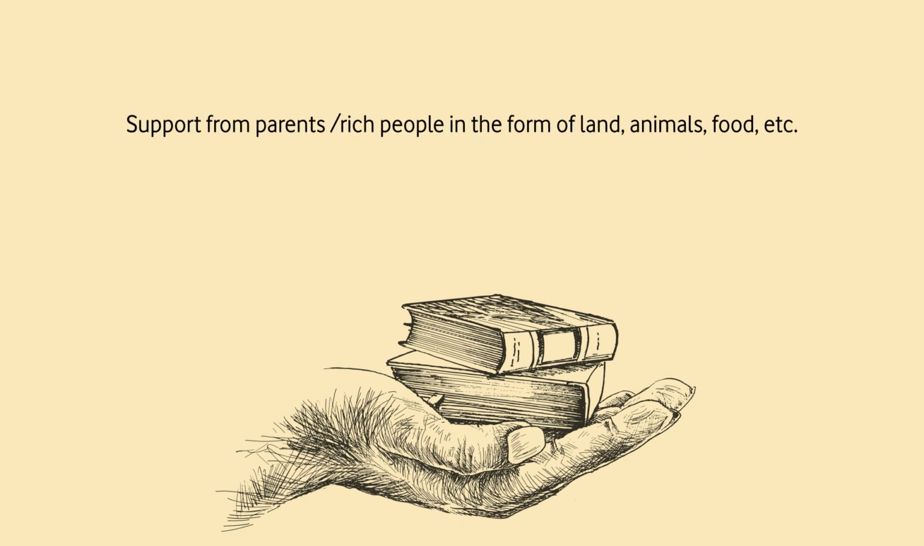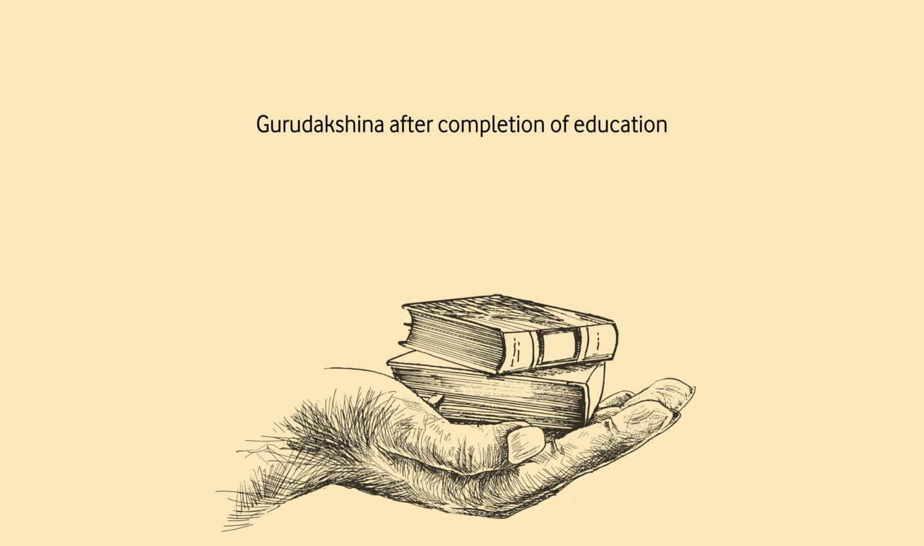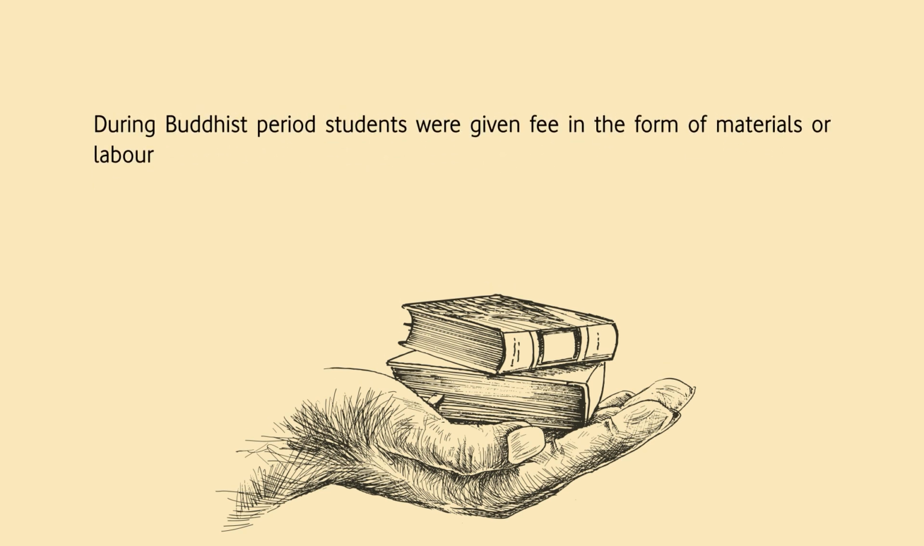There were some parents who were very rich. They would provide support in the form of sometimes land, sometimes animals, sometimes food, etc. And these were the financial support received by the gurus during those times. And once the students completed their education, they would give Guru Dakshina to the gurus. That may be in the form of materials, or in the form of some work provided to the gurus. There are different forms of Guru Dakshina as well, maybe some offerings.